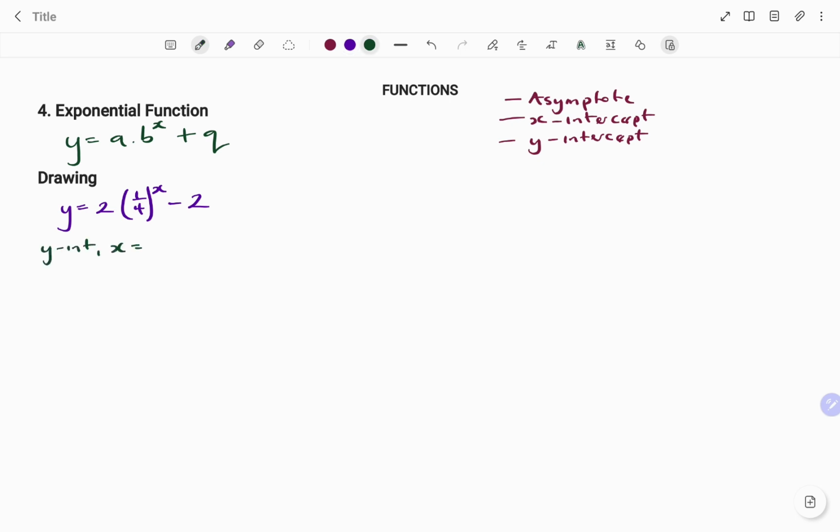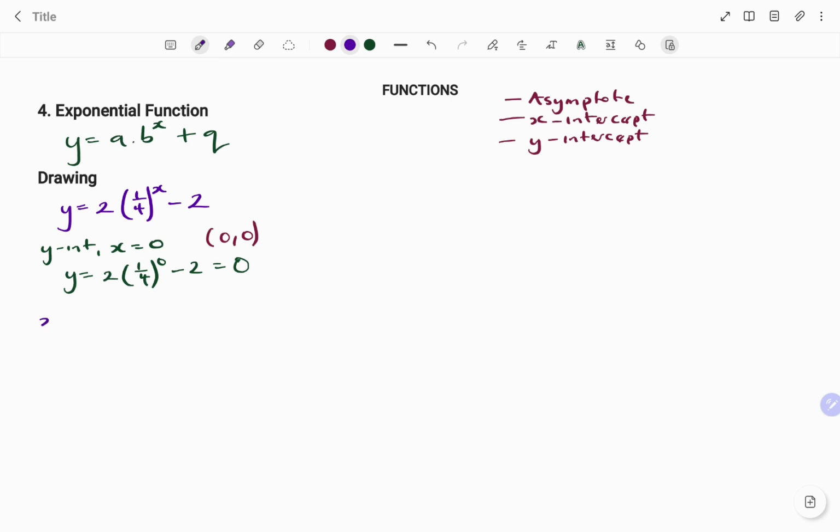the value of x will be 0. So I have y equals 2 in bracket 1/4 to the power of 0 minus 2. That will be 2 times 1, 2. 2 minus 2, I'm going to have 0. So my coordinate for my y-intercept will be x is 0 and y is 0.